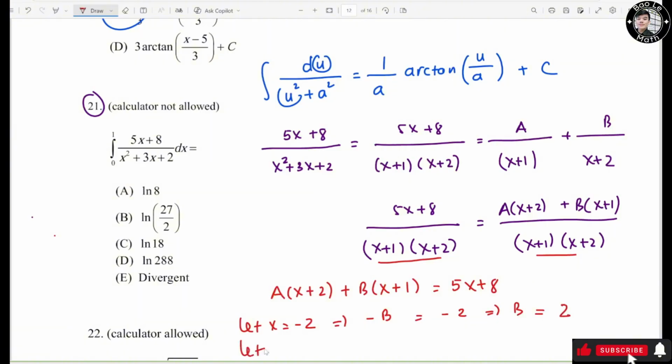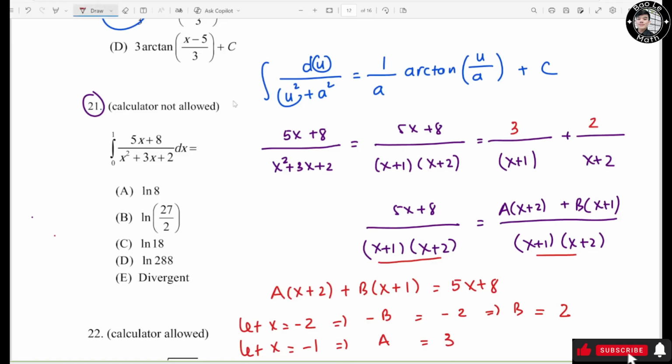Now I'm going to let s equal negative 1 to eliminate b and solve for a. So we have a equals 3. So I'm going to go back over here.